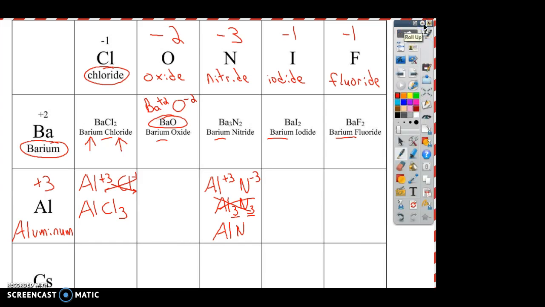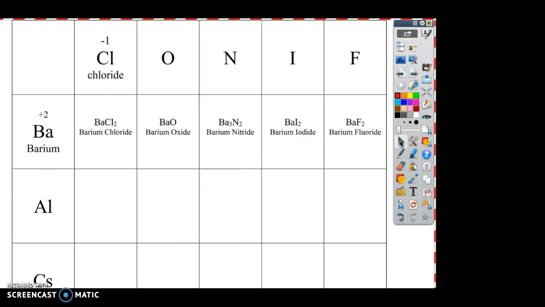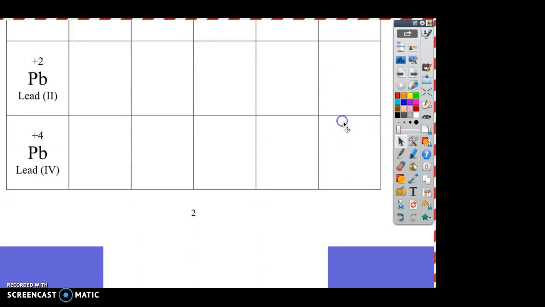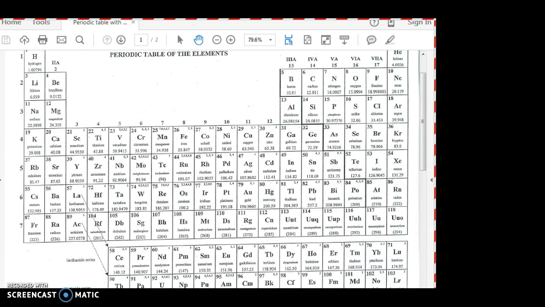I'm going to erase this and scroll down some. When we are down at the bottom, you see how I have lead written twice. There is a reason for that. On your periodic table in your reference packet, you find lead. Its atomic number is 82, so it's down here. In the upper right hand corner, there are numbers for lead. It's kind of blurry on this screen, but on your packets it's nice and clear. What's written in the upper right hand corner for lead is a 4, 2.